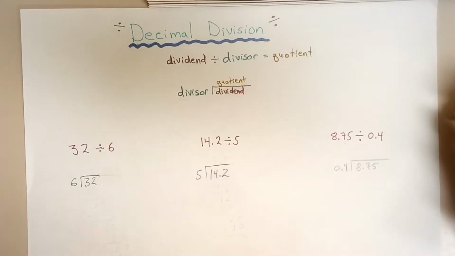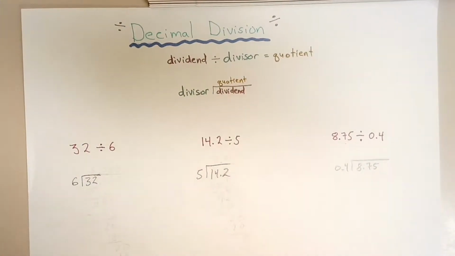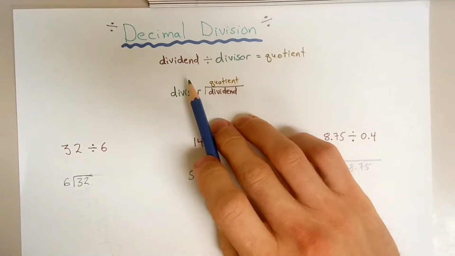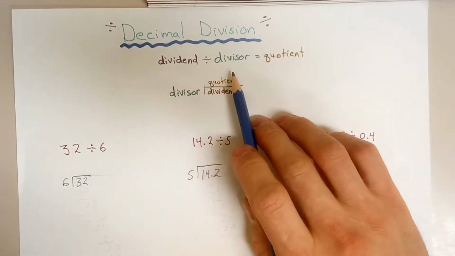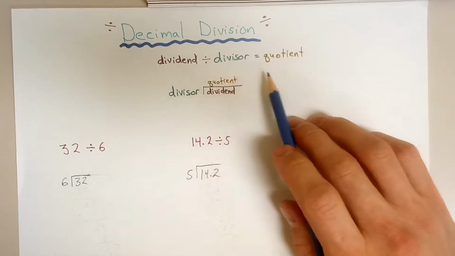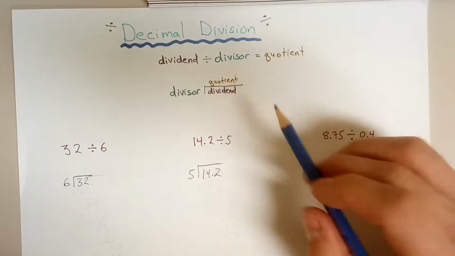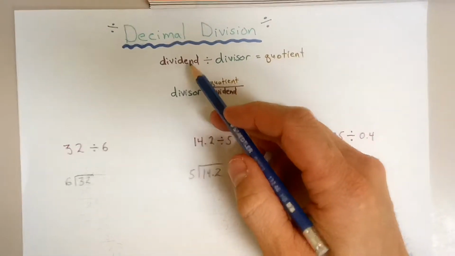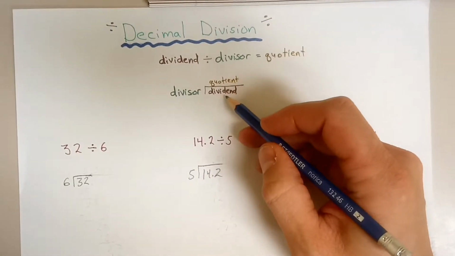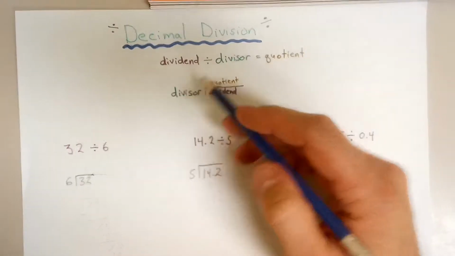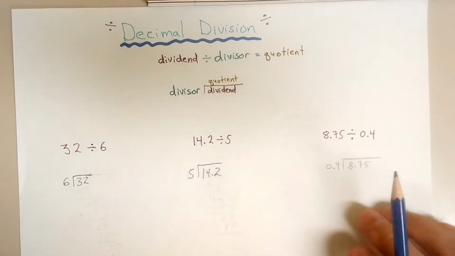Decimal division. First, let's look at what a decimal equation is. Basically, the first term is your dividend divided by the second term, which is called the divisor, and the answer is your quotient. When you're setting up long division, the dividend, the first term, goes underneath the dividing line. The divisor goes outside and to the left, and the quotient will be on the top, your answer.